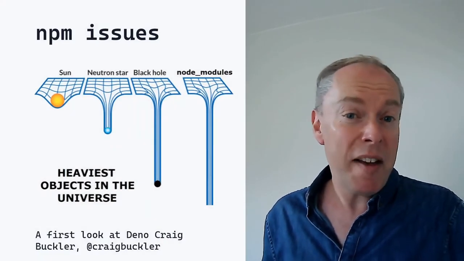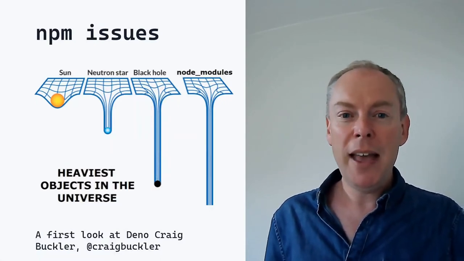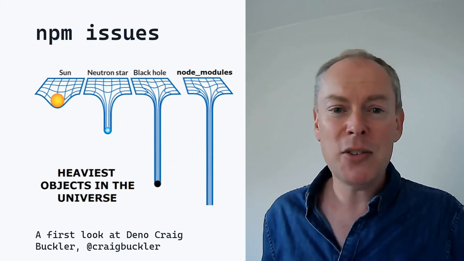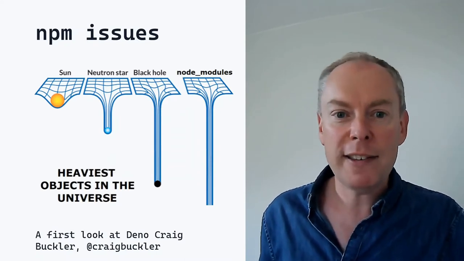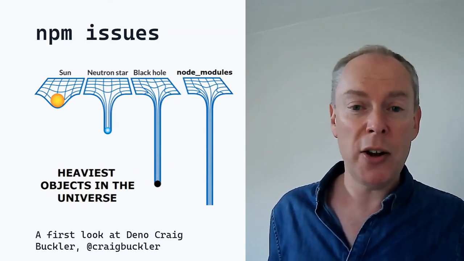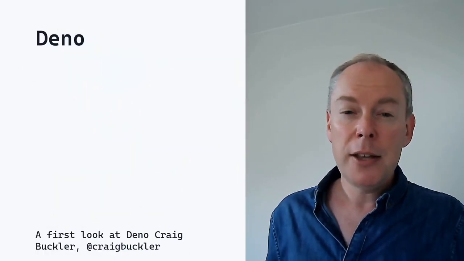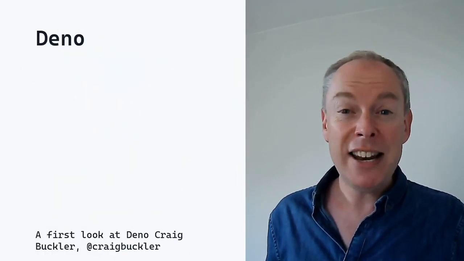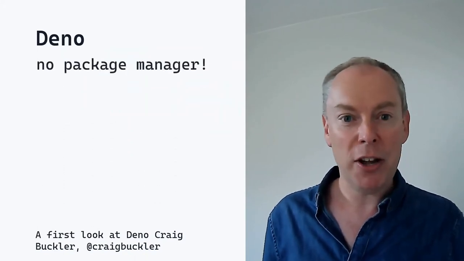The other criticism of NPM is the sheer size of each project's node_modules folder. It can reach hundreds of megabytes as modules require specific versions of other modules which recursively request others. But despite this, NPM was central to Node's success. So it's slightly strange to discover that Deno does away with it. There is no package manager.